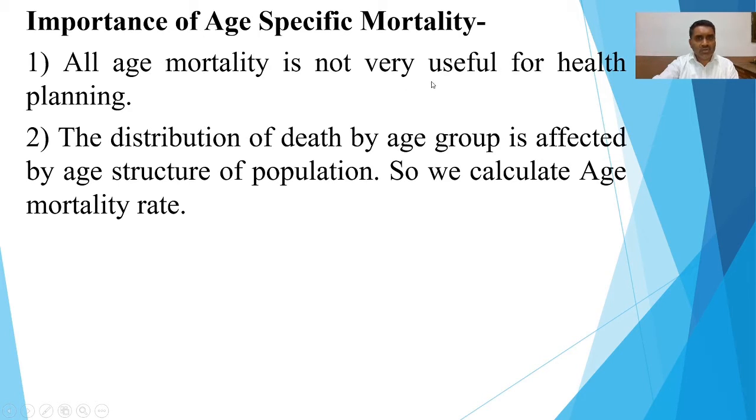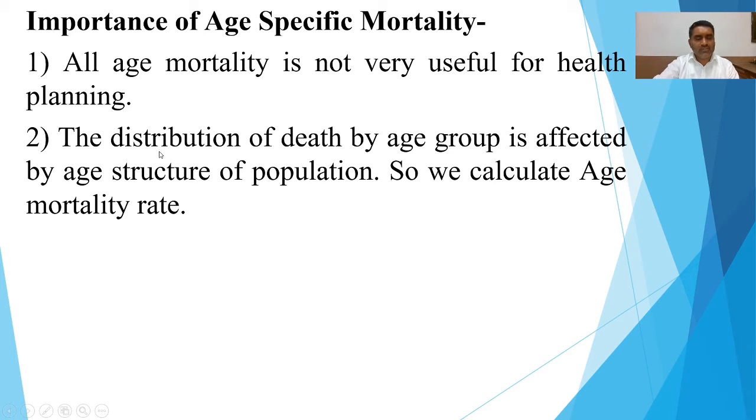All age mortality is not very useful for health planning because there is variation in every age group. Some people, particularly children, have less resistance power, and that's why they die. At the same time, old people have also lost their resistance or immunity, and that's why they also die. That's why there is a variation. So all age mortality is not very useful for health planning. The distribution of deaths by age group is affected by the age structure of the population. So we calculate age specific mortality rate.